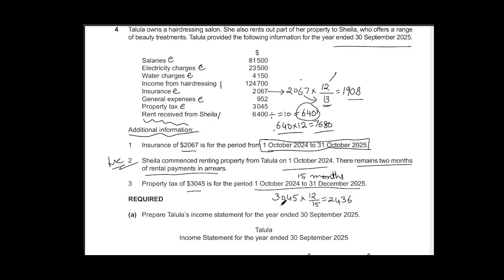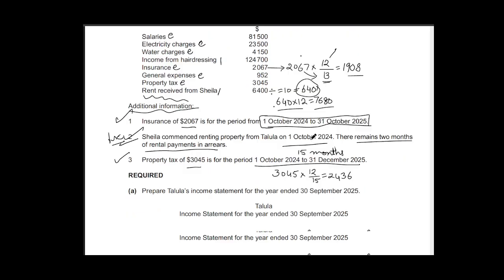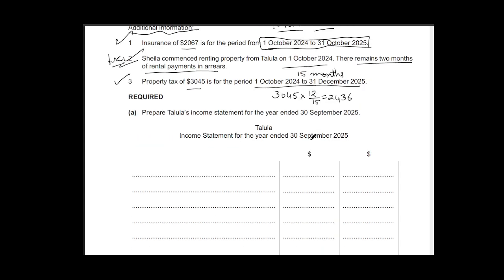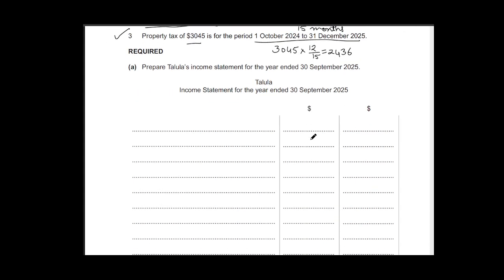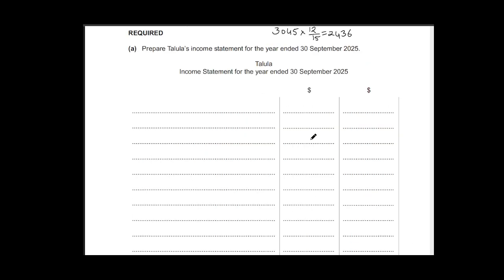What we will do: 3045 multiplied by 12 over 15 is equal to 2436. Now you have seen how we have adjusted these additional information calculations, and now we are going to see how this income statement will be prepared. In the mark scheme we will see its format and also the marks allotted to the steps.